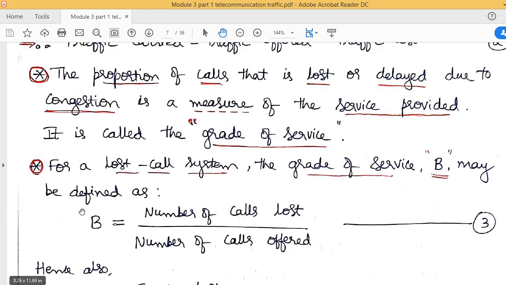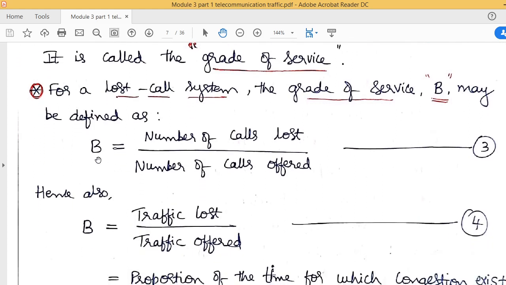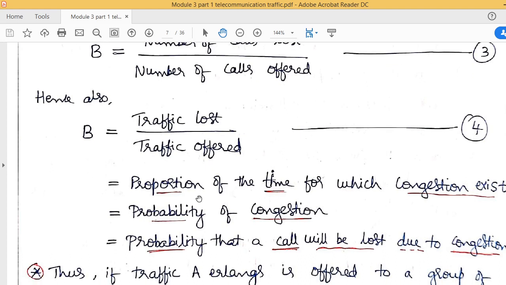So by this equation it is also clear that this B should be as small as possible for a good switching system. So the number of calls that are lost should be much smaller compared to the number of calls offered. We can also give another expression for grade of service as traffic lost with respect to traffic offered. Of course, both are similar type of equations.